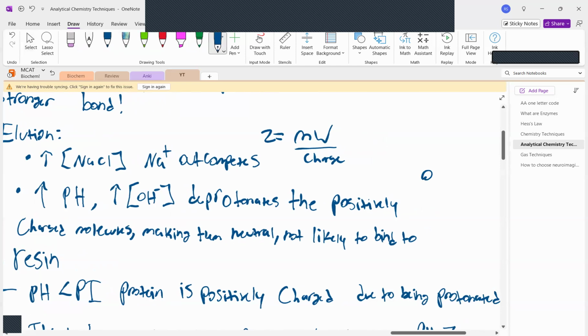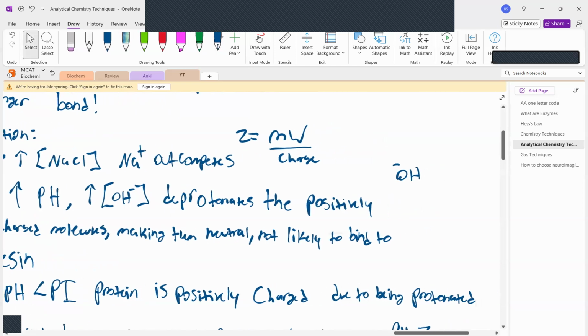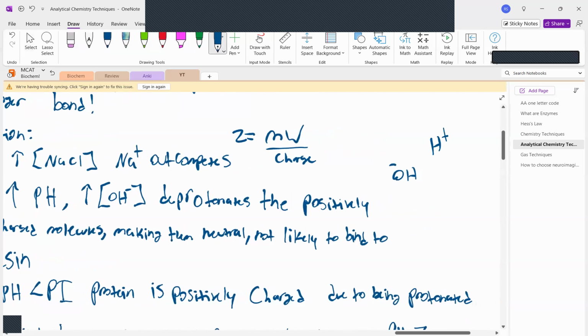OH is a super strong base, right? So it really, really wants to collect the hydrogens from different molecules. If a compound is positively charged, it wants to get rid of that positive charge. It's better at handling the charge than a lot of other molecules, but still it's not that great. Everything wants to be neutral. Neutral is the ideal, it's the trend for proteins and molecules.